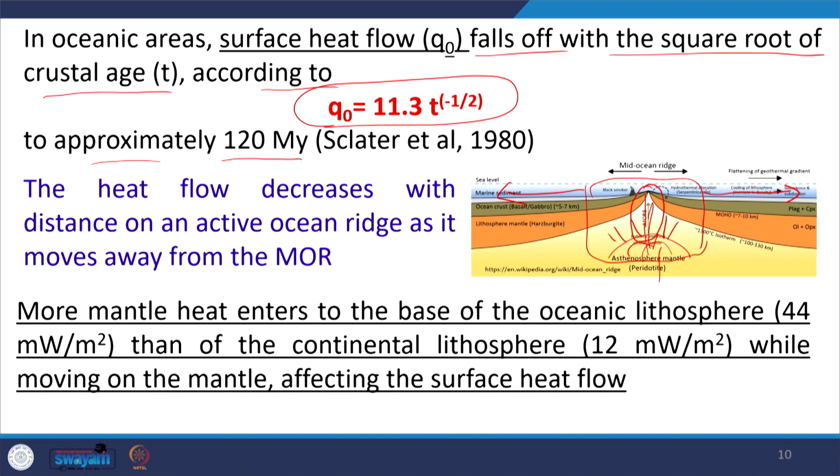More mantle heat enters the base of the oceanic lithosphere than the continental lithosphere while moving over the mantle, affecting the surface heat flow. So, suppose the continental plate and the oceanic plate are moving together on the mantle system. The mantle will continuously supply heat. However, the continental lithosphere will absorb less heat compared to the oceanic system, because the continental lithosphere is mostly composed of granitic to granodiorite composition.